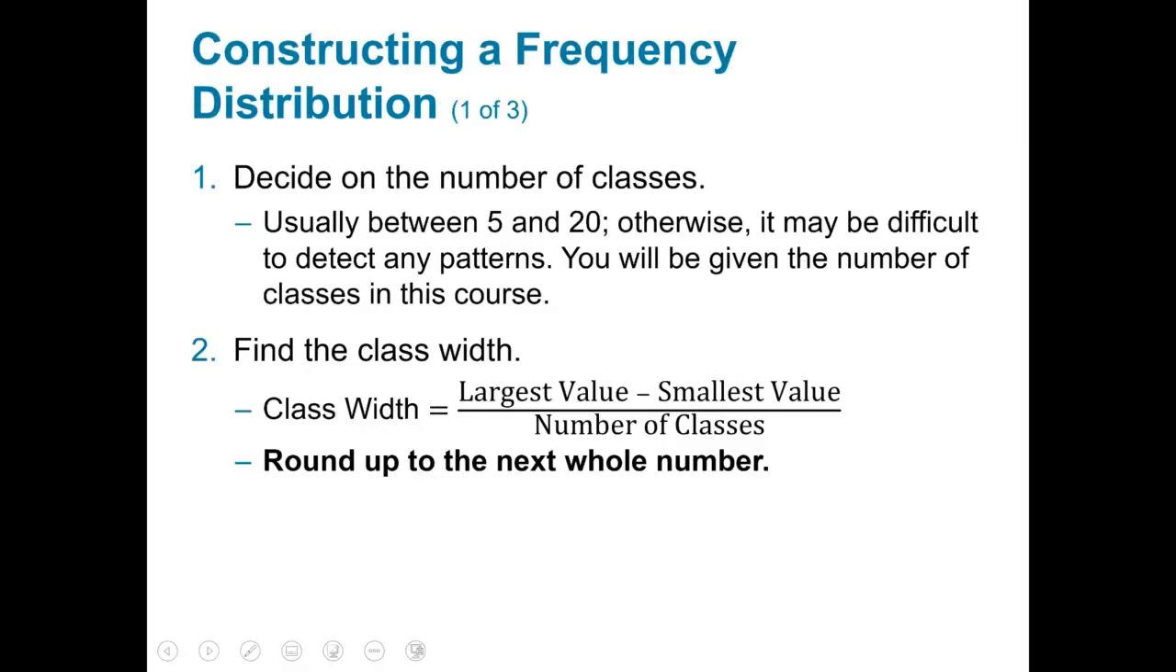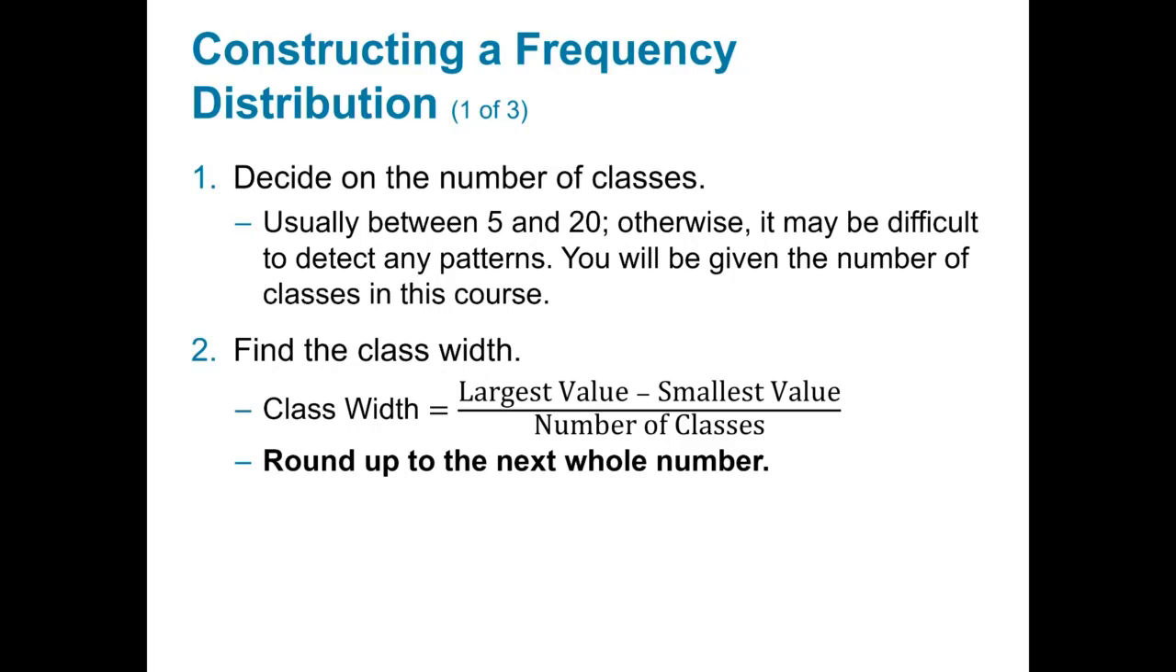Basically, the first thing to figure out is how many different boxes or how many different classes you want. Usually there's going to be somewhere between 5 and 20 classes. Too few or too many classes, and it really gets hard to figure out patterns in the data. So think about looking for those shapes, like symmetric or bimodal or uniform. If you have too many classes, you can make any data set look uniform. If you have a class for every single data value, then that distribution can look uniform.